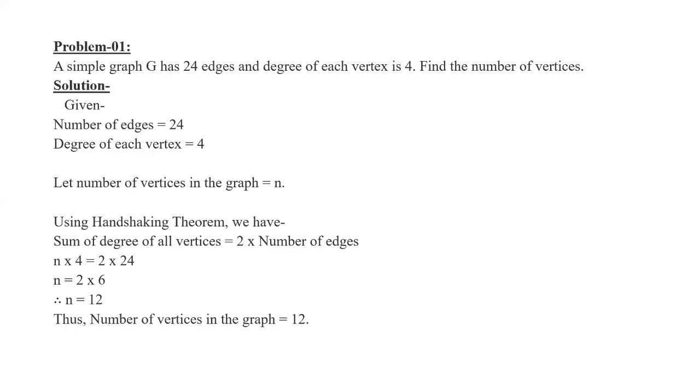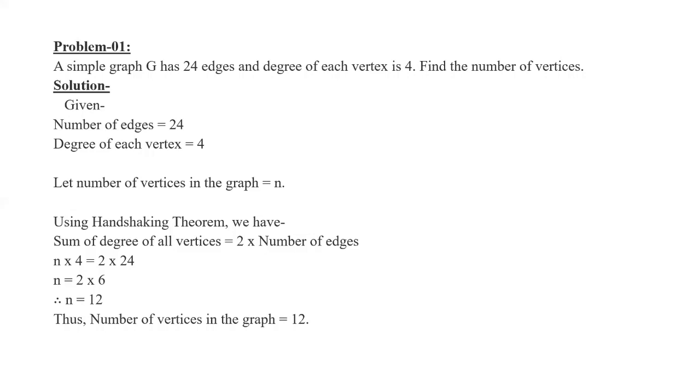Next, the problems based on the handshaking lemma. A simple graph G has 24 edges and the degree of each vertex is 4. Find the number of vertices. In this problem, the number of edges is 24 and the degree of each vertex is 4. We have to find the number of vertices.